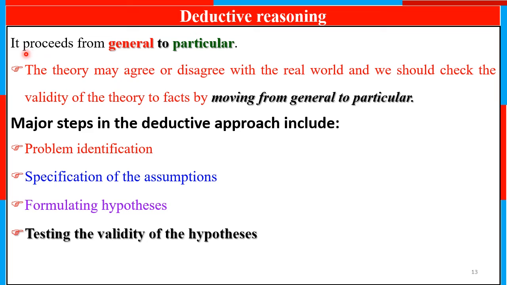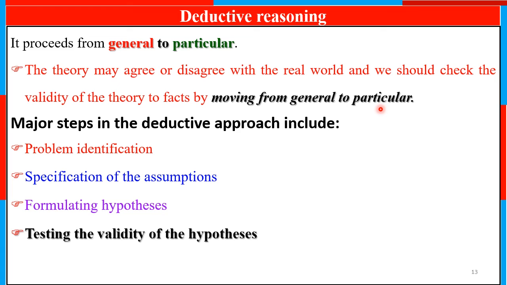Deductive reasoning, it is the opposite of the inductive. It proceeds or moves from the general to particular. The theory may agree or disagree with the real world, and we should check the validity of the theory against facts by moving from general to particular, or from general to specific, that means.